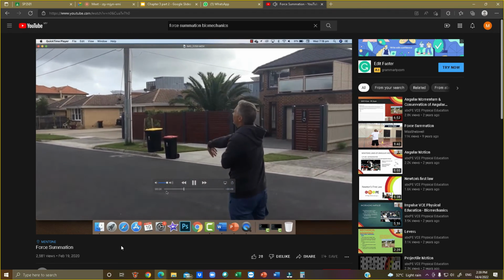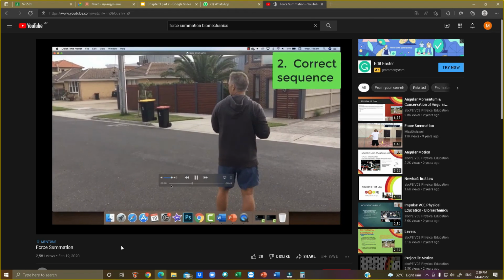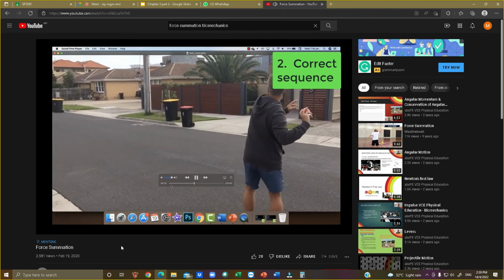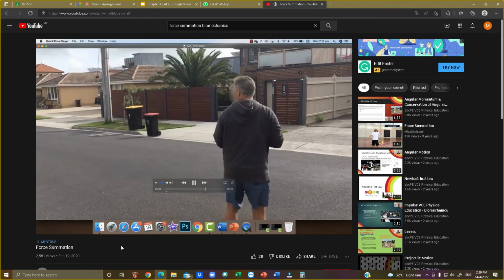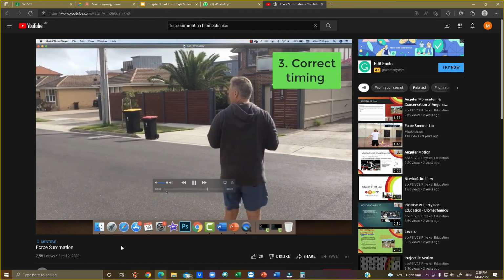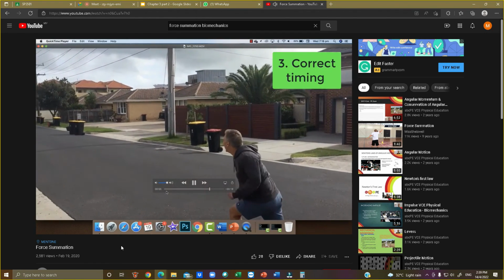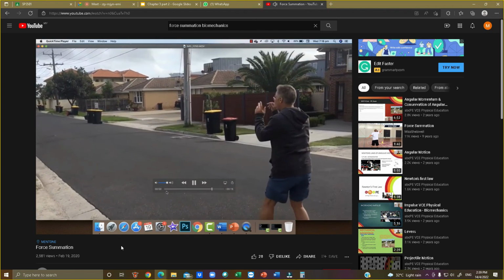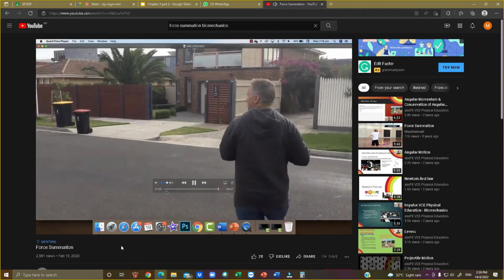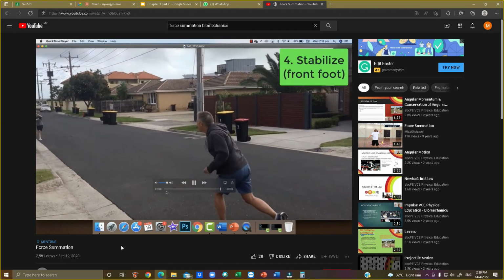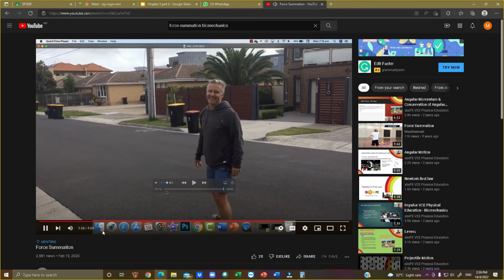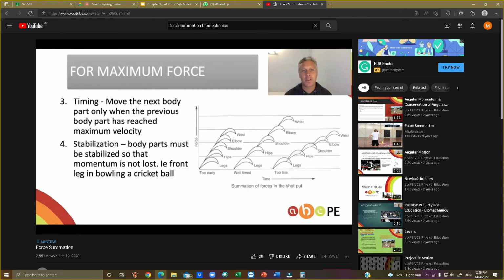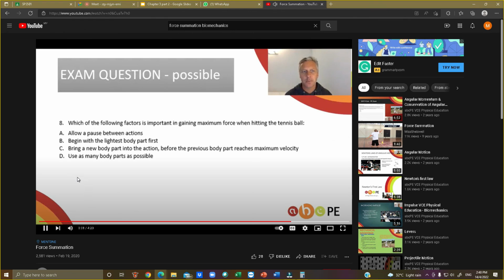Now I introduce the shoulder, elbow and wrist. This time I'll include my trunk. So I'm starting to get those bigger, stronger muscles that weigh more but travel a little bit slower. Now let's include the legs. I'll step forward, then followed by the hips, the trunk, the shoulder, the elbow, the wrist and the fingers. And that should give me some good distance. And the final one, run up, full momentum, nice sequence, nice timing, good throwing. That's force summation. Too many exam questions from VCAR on this, but I was able to muster up a question.